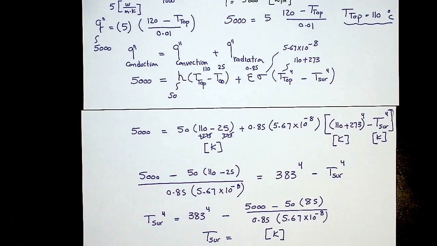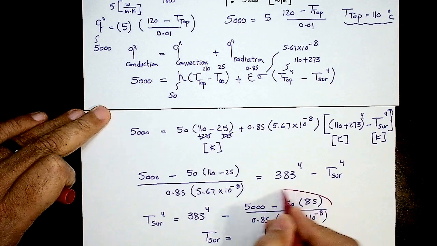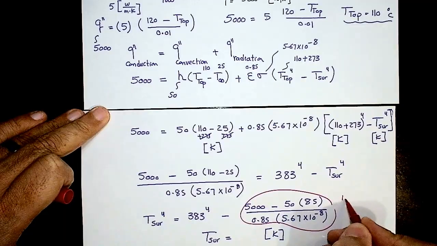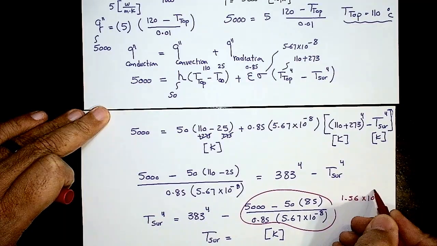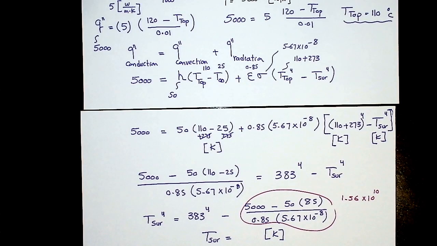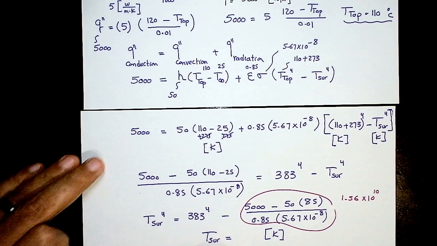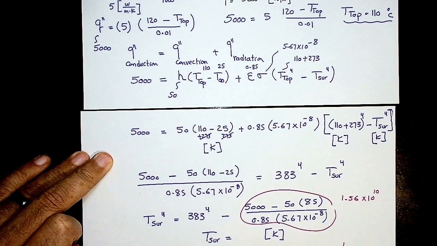So 5,000 minus 50 times 85. Then I will divide by 0.85. Then I will divide by 5.67 times 10 to the minus 8. So that term here is coming to be 1.56 times 10 to the 10. Wow, that's huge. Then I'm going to put that in as a negative value, then plus 383 raised to the exponent of 4. So that difference is coming to be 5.96 times 10 to the 9.